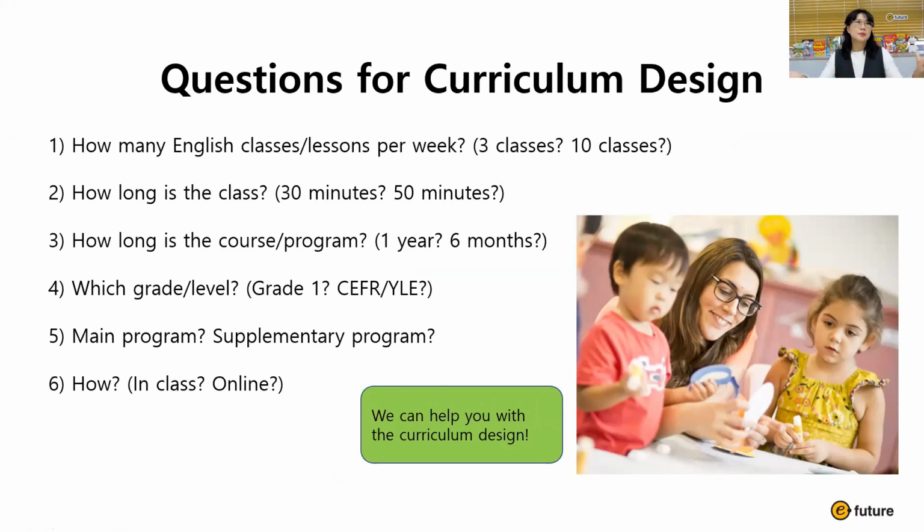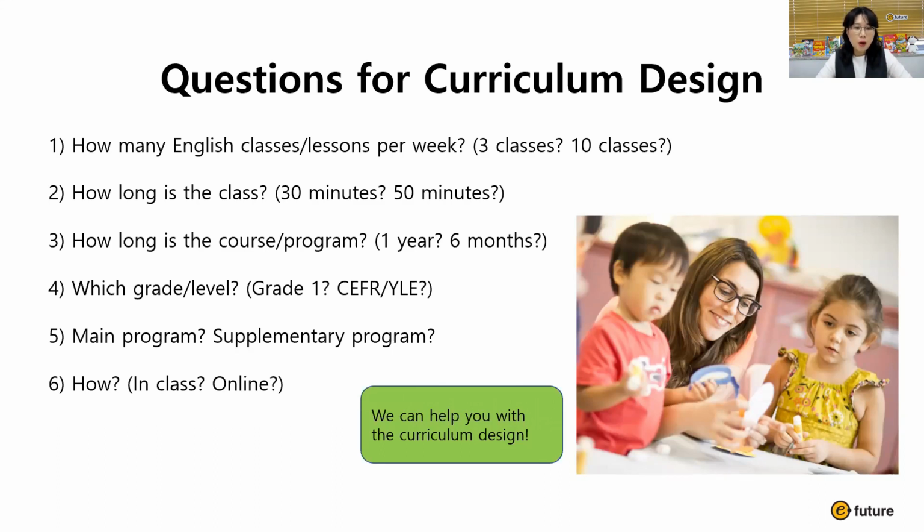Okay, all schools have different environment, different situation, and you have different number of English classes. Okay, some schools have 3 lessons per week, some schools 8 lessons per week. It's all different, right? So we need to know how many English classes do you teach per week. Okay, and you also have to think about how many minutes your lesson is. So how long is the class? Is your class 30 minutes or 50 minutes? Okay, 45 minutes, 1 hour. Okay, we all have different class hours, class minutes.